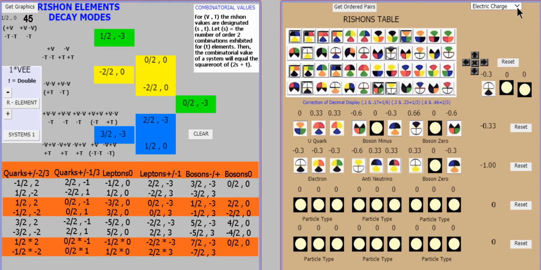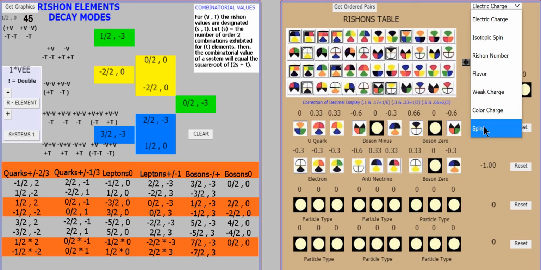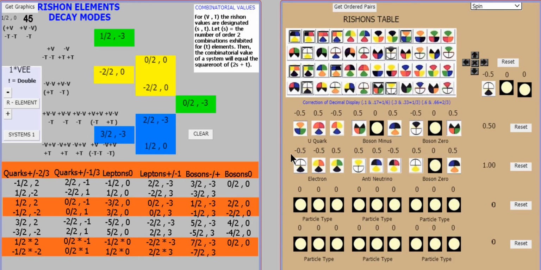Now, let's look at the spin quantum number. The spin on the U quark is -1/2, and the spin on the W boson minus is +1.